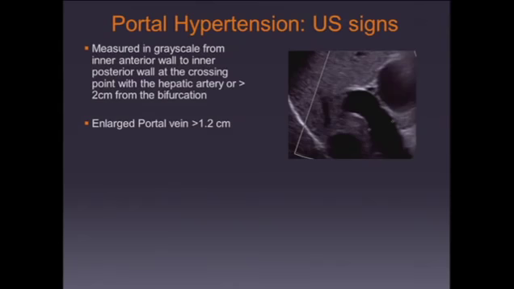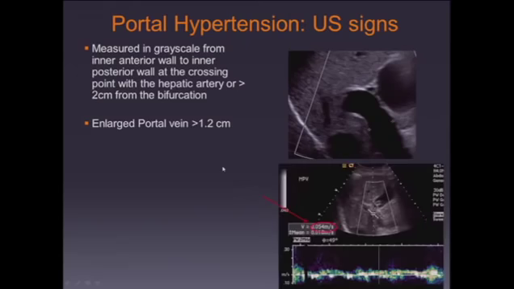Other sonographic signs of portal hypertension are increased size of the portal vein. The portal vein is measured in grayscale from the inner anterior wall to the inner posterior wall at the crossing point with the hepatic artery, or greater than 2 centimeters from the bifurcation. A portal vein is considered enlarged if it is greater than 1.2 centimeters in diameter.